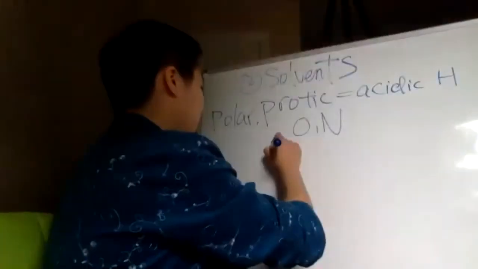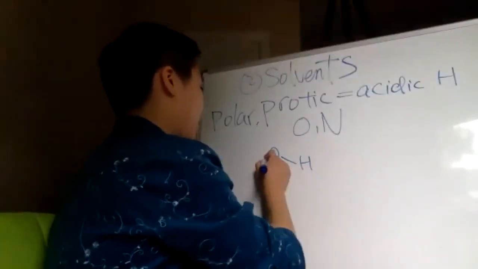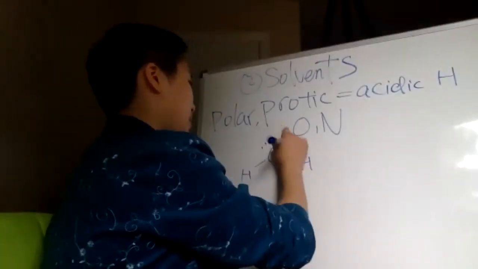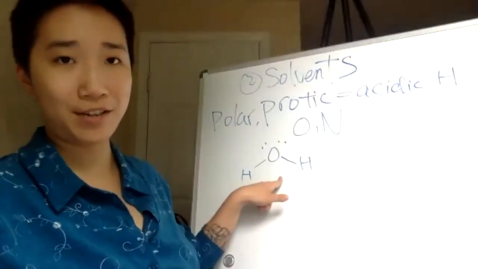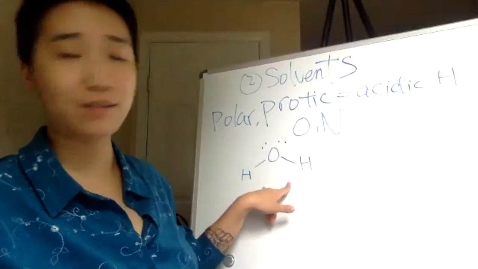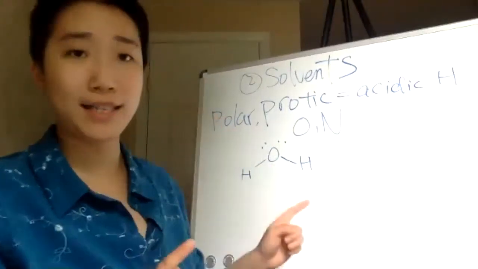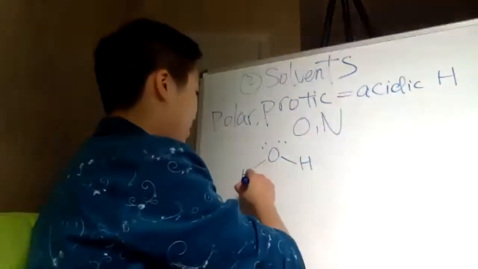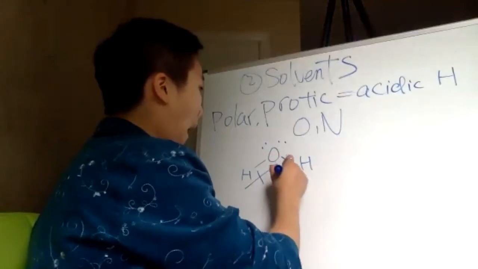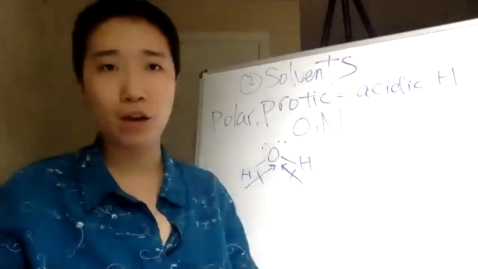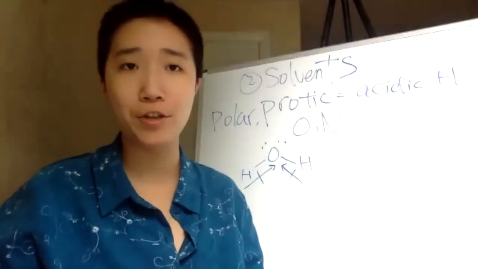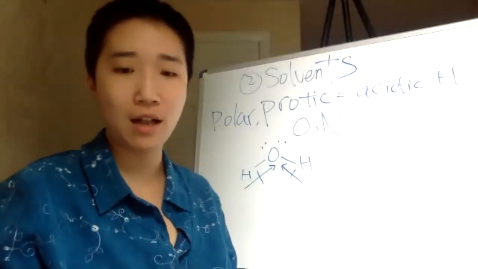Water, OH, H. Oxygen is very electronegative. When you have H's attached to oxygen, you have a polar protic solvent. And if I draw the dipole moment, it's going to look like this. So in addition to water, anytime basically you see an OH, that is a polar protic solvent.